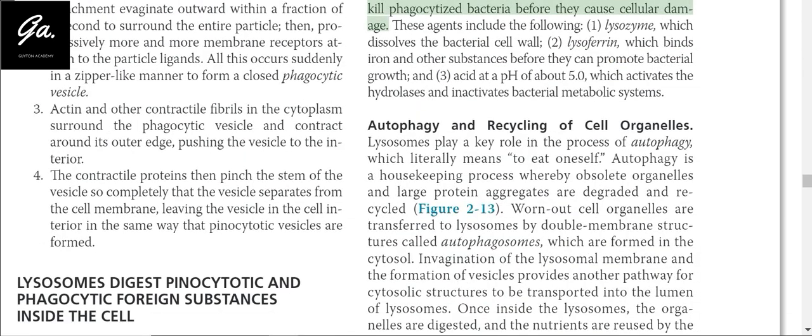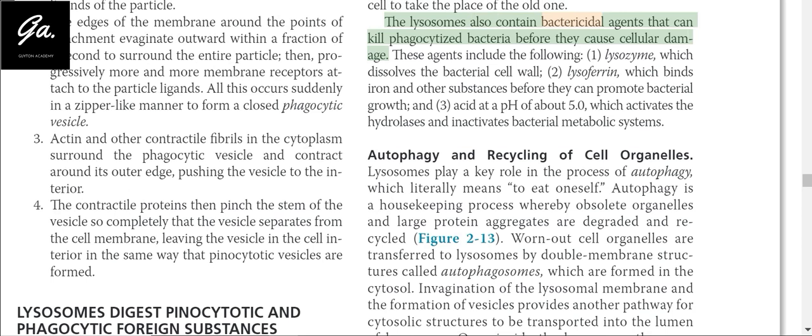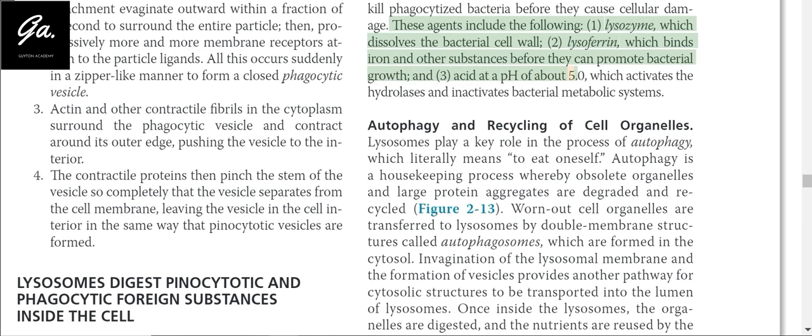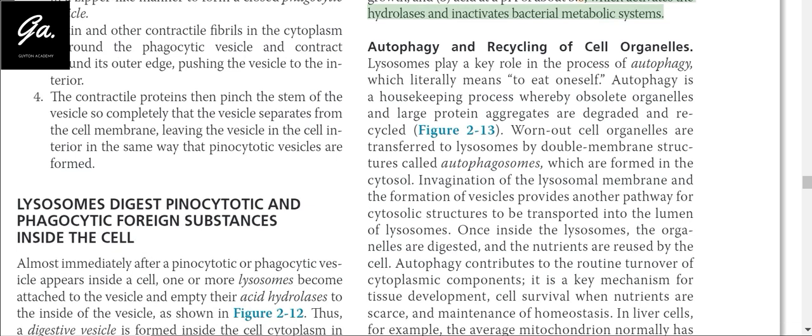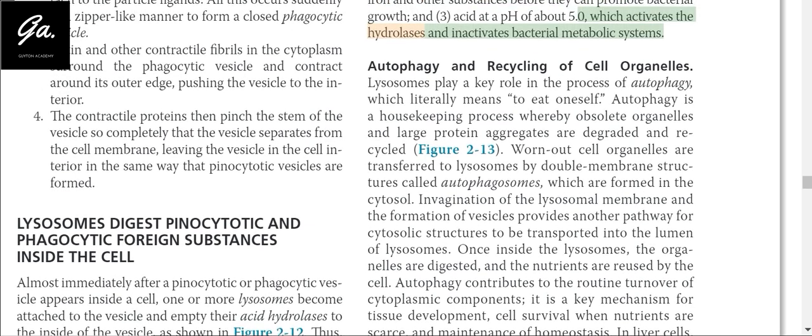The lysosomes also contain bactericidal agents that can kill phagocytized bacteria before they cause cellular damage. These agents include the following: lysozyme, which dissolves the bacterial cell wall; lysoferrin, which binds iron and other substances before they can promote bacterial growth; and acid at a pH of about 5.0, which activates the hydrolases and inactivates bacterial metabolic systems.